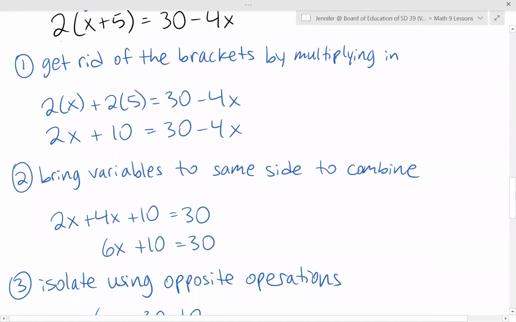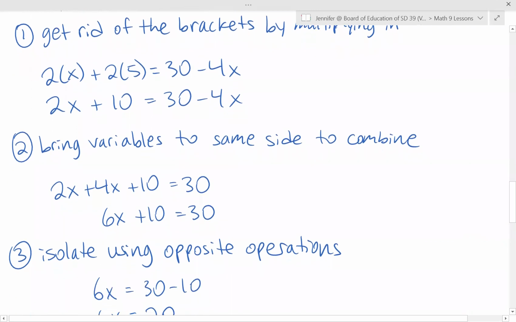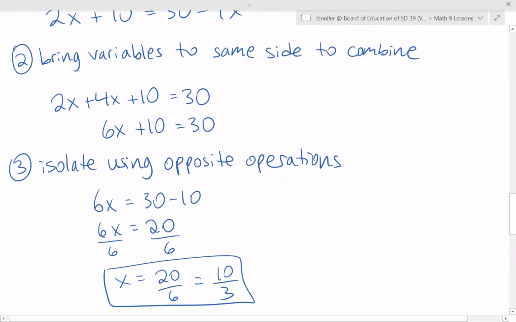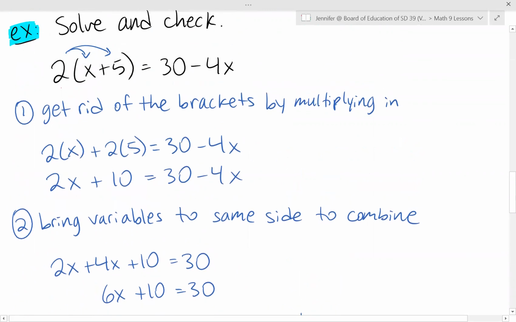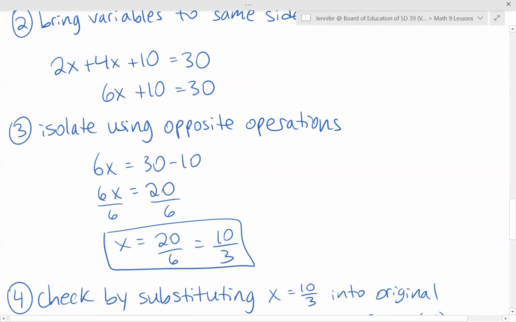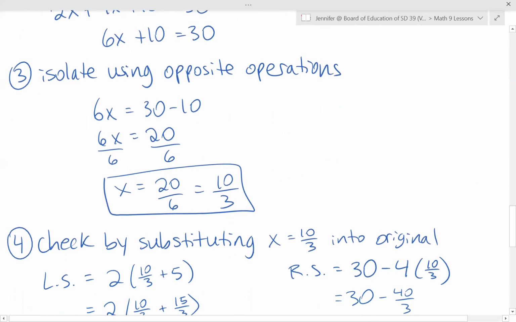The last step is to isolate for the variable by using your opposite operations, just like in our 6.1. So I'll subtract 10 on both sides and then divide both sides by 6 to get an answer of 10 over 3. This question has told us to solve and check our work. So let's do another reminder of how to check our work. We do this by substituting the answer that we got, in this case 10 over 3, into the original question.